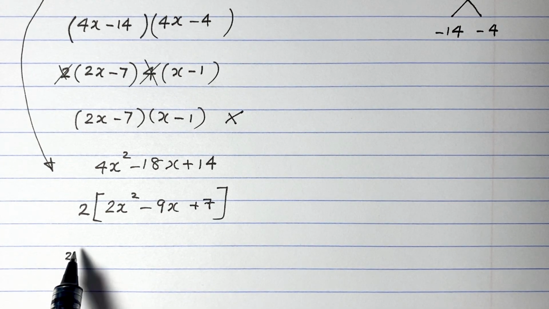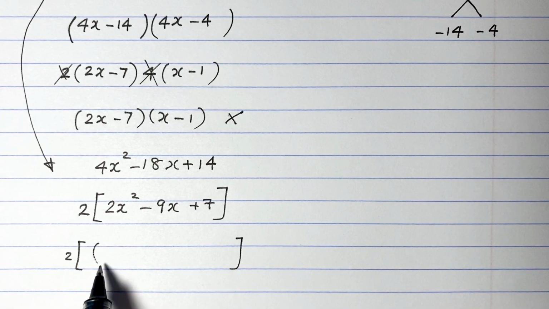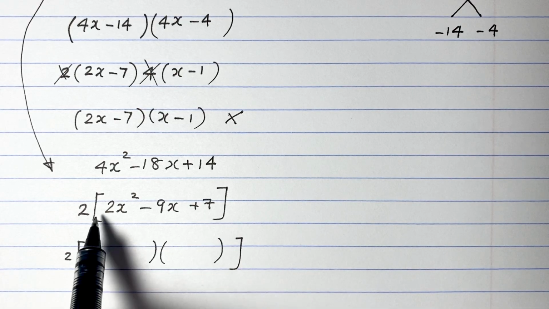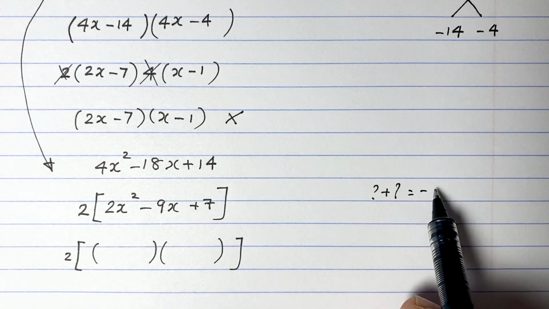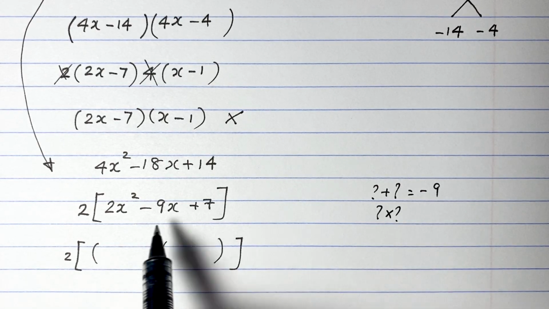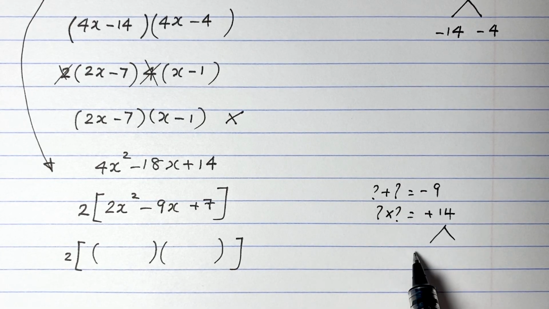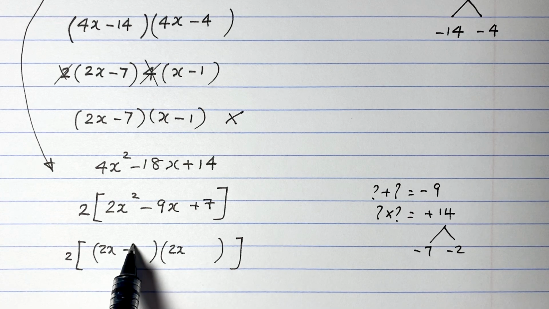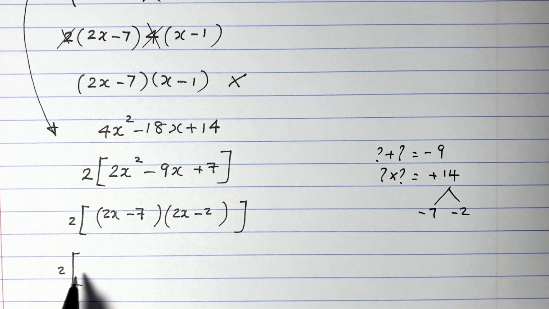Now, that 2 stays here. And here, this is where you open the 2 brackets based on the information that inside the bracket gives you. You're looking for 2 numbers add to give me minus 9 and times to give me 2 times 7 plus 14. So that must be minus 7 and minus 2. So here, 2x in each, minus 7, minus 2. That 2 stays outside here.